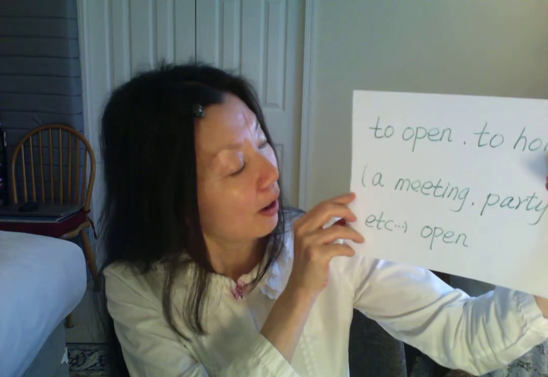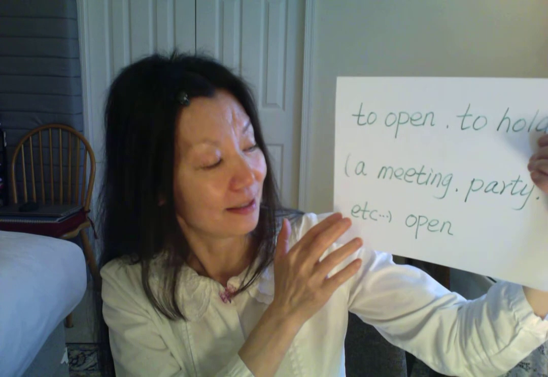To open, to hold a meeting, a party, or just open, right? In Chinese, we say 开. Okay. Then, it's still the same, meeting, right? You can say 开会 or only say 会. In that case, 会 means meeting, and it also has another meaning, okay? 会 means to know something. 会中文, you know Chinese. In the case of 开会, 会 means meeting.